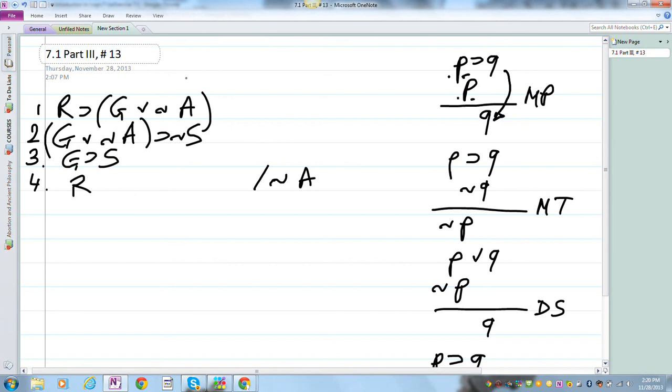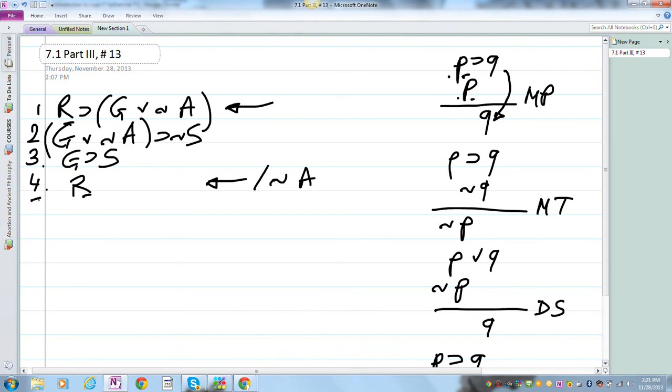So look over here and see if you can see the same pattern exemplified in any two of these lines. A moment's reflection shows that if you compare this line and this line, that's a modus ponens waiting to happen, because you have a conditional. The antecedent is R, and then you have the antecedent by itself on a line. So you can infer the consequent.